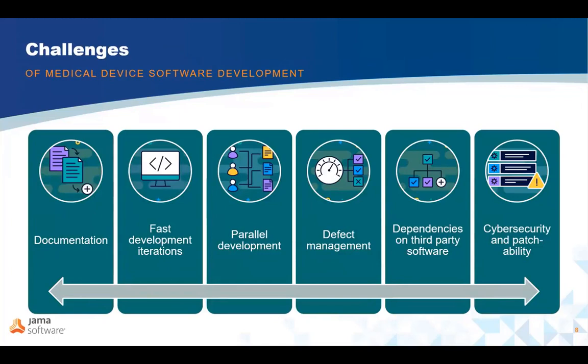In addition to all the required documentation for the design history file, developers also need to consider how to manage their fast development iterations, how to handle parallel development and variant and release management, how to properly triage and disposition defects, and how to manage third-party components that are part of their system.